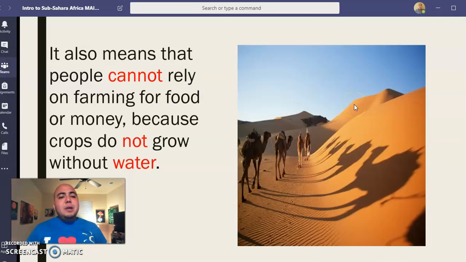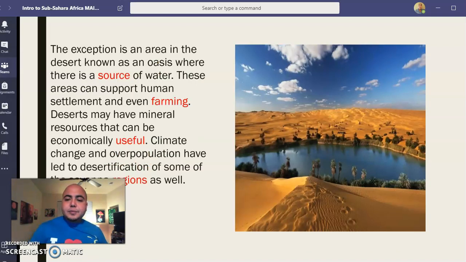It also means that people cannot rely on farming for food or money because crops do not grow without water. And again, we discussed that water is an essential source of life. Okay, without any water sources, you cannot provide any water for crops. You cannot provide any water for animals, and it's going to be very difficult.